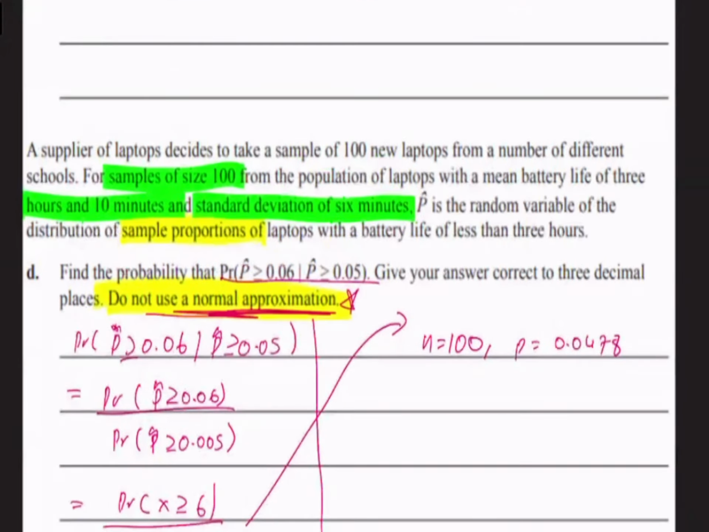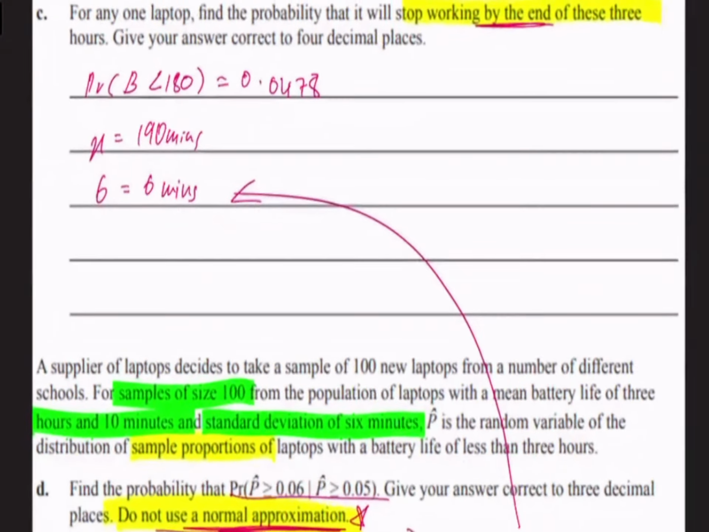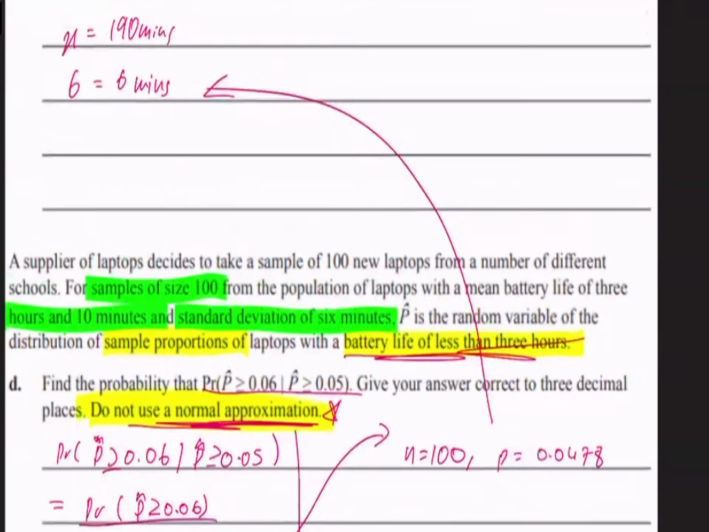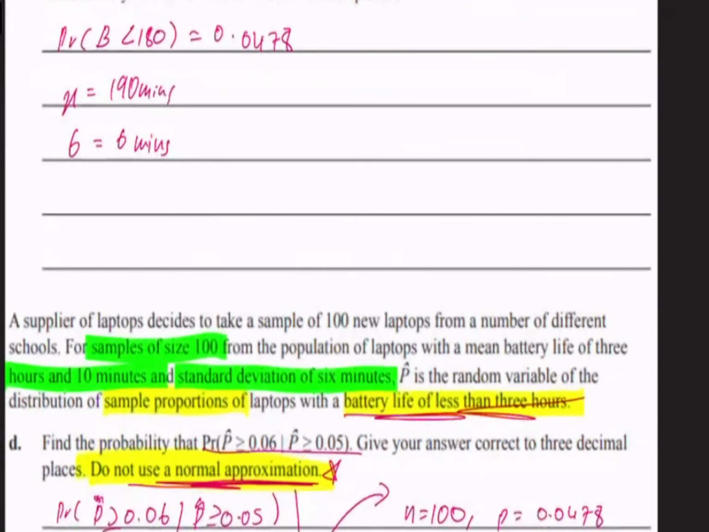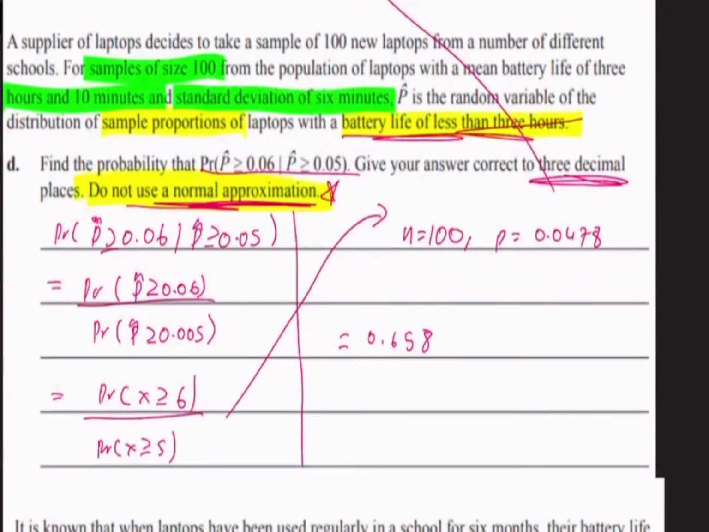Basically, you want to solve for this in your CAS, where n is 100 and p is 0.0478. If you're wondering where we got the p-value from, it's from the previous part, because this is talking about the amount of laptops that will die, those with a battery life of less than 3 hours, so the amount that will die before they can be recharged. That's why you use your p-value from the previous question here. You just put that into your CAS and you should get 0.658. Just be careful that they've changed the amount of decimal places required.